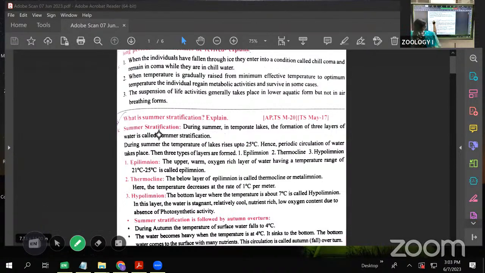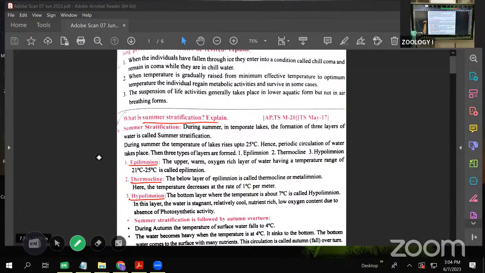First one is the summer stratification. Here, the summer season, the winter stratification and the summer stratification. Inside of the lake, the water is divided into a number of layers, depending upon the temperature. The layers that are formed we call the epilimnion, thermocline and the hypolimnion. In the summer season, the lake water is divided into 3 layers. That we call a stratification, meaning the water forms as layers.